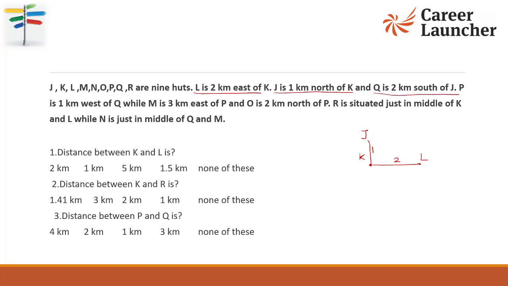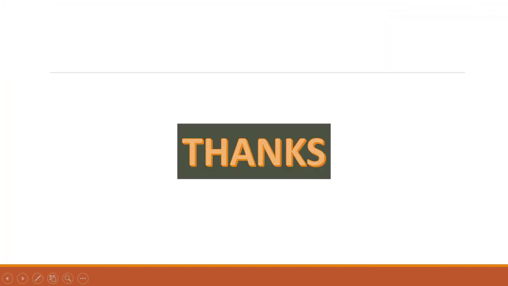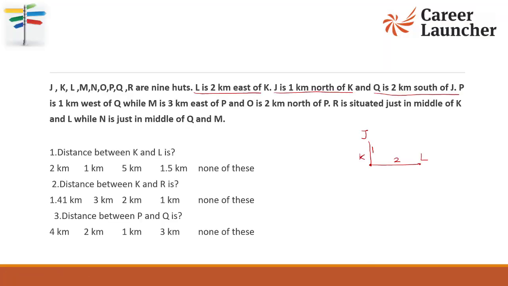So when we start moving from J towards south 2 kilometer, this one has already been traveled. So this would be another 1 kilometer. This is Q. P is 1 kilometer west of Q. M is 3 kilometer east of P. So this one has already been there. M would come here. O is 2 kilometer north of P.